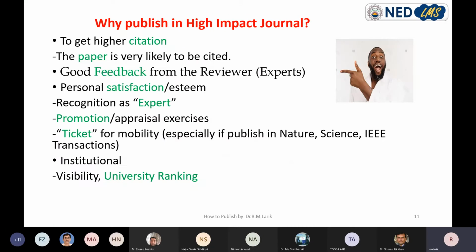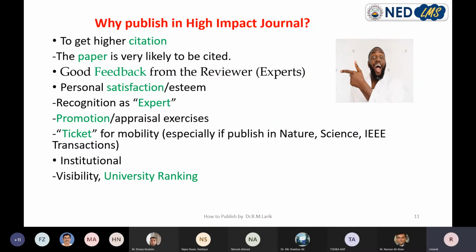There are four quartiles. So we need to know why you want to publish in a high impact journal. Obviously, you want to get higher citation of your work, and feedback from reviewers and experts makes you polish, makes you shine. And personal satisfaction, when you publish, you are satisfied that your work is being reviewed by experts of that field, right? And obviously, you need promotion in your job places, right? Like you want to become associate and then professor, you need publications, right? And quality publications matter, actually.